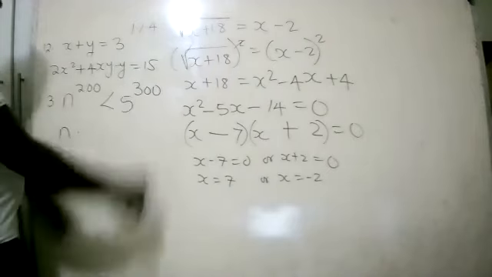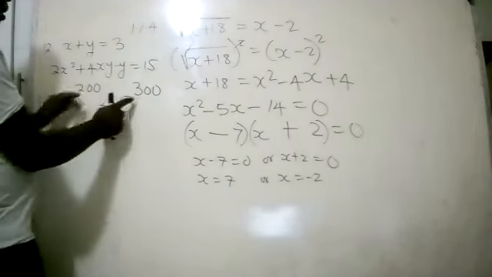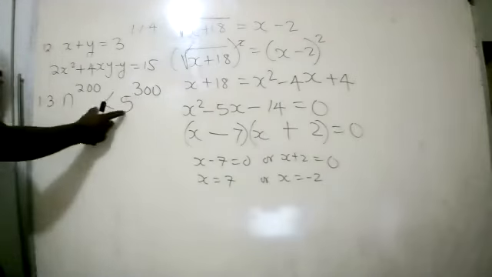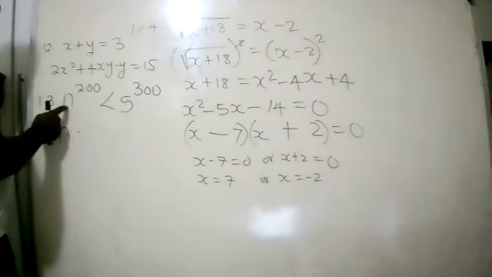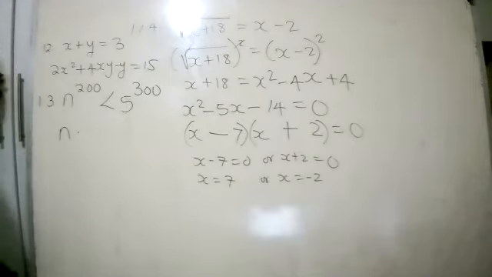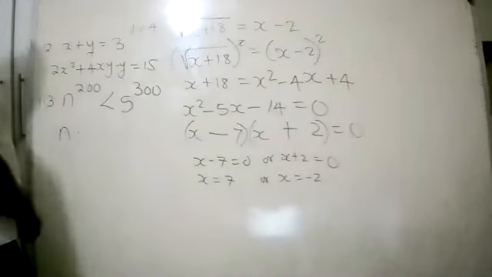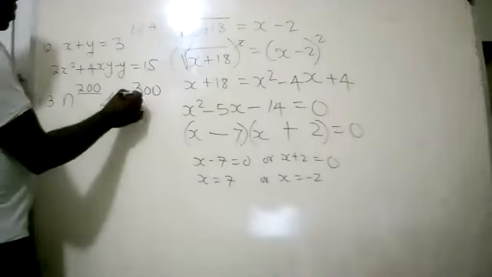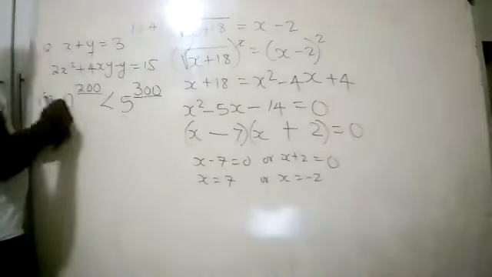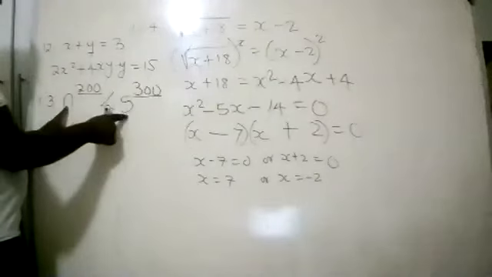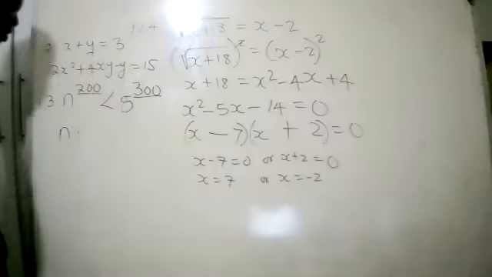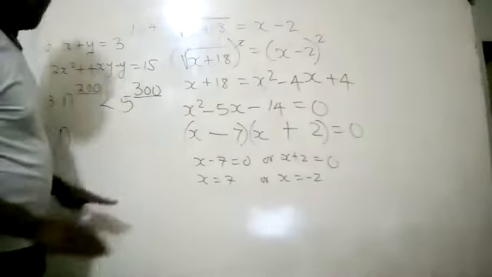The strategy is making sure that the exponents are the same. Once the exponents are the same, then we can compare the values of n and tell which value of n it is going to be. Here the exponents are not the same. You can see we have 200 there and 300 there. So we can't say n is less than 5, because the exponents are not the same. We make sure the exponents are the same and then we discuss the bases.